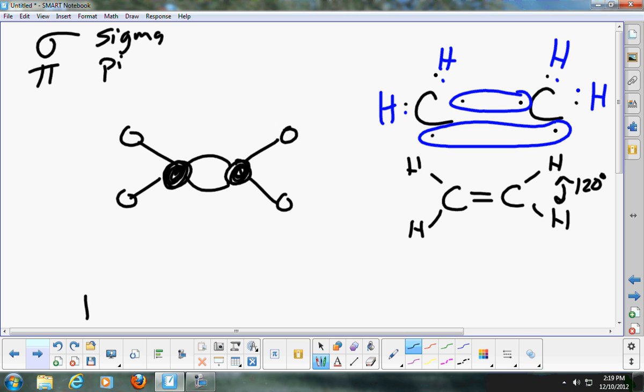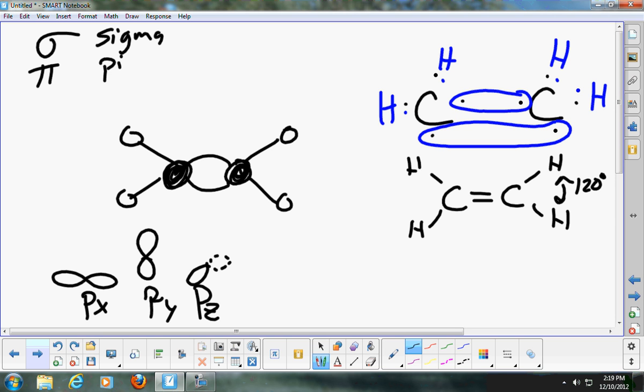Dumbbell. Okay, so we have PX along the x-axis, we have PY along the y-axis, and we have PZ coming out at us. Now, my AP class a couple years ago joked that we need to make a quad bond. There's no such thing as a quad bond.